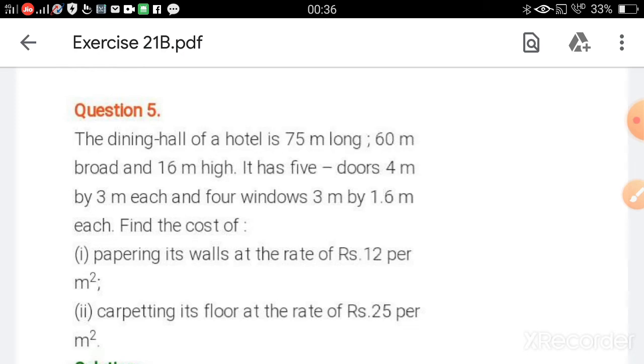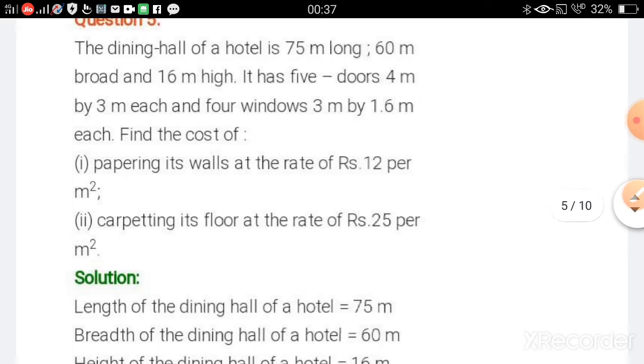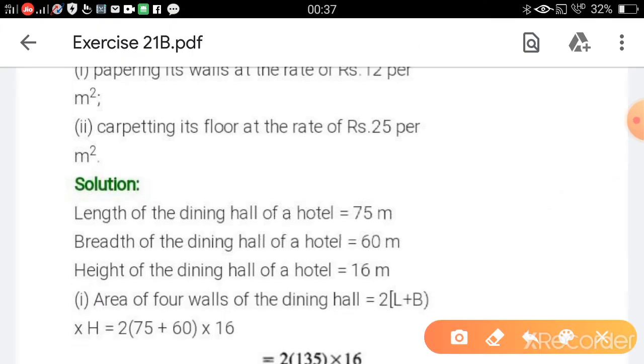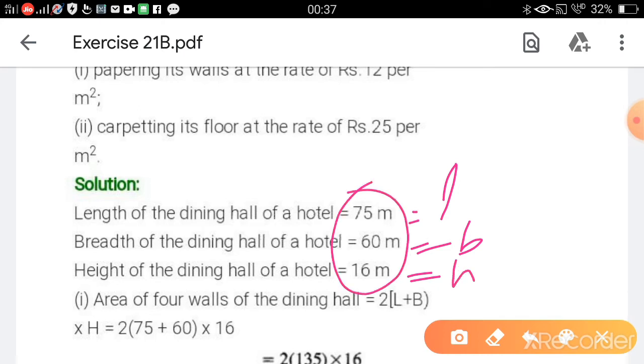So we have to find the cost of papering its walls at the rate of 12 rupees per meter square, and carpeting its floor at the rate of 25 rupees per meter square. Okay, we will see the answer. So we have to give one. This is for L, this is for breadth, and this is for H. That means L, B, H is given.